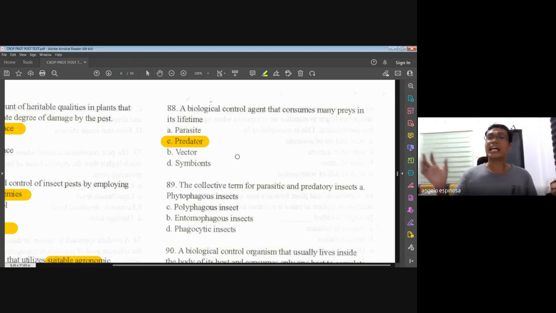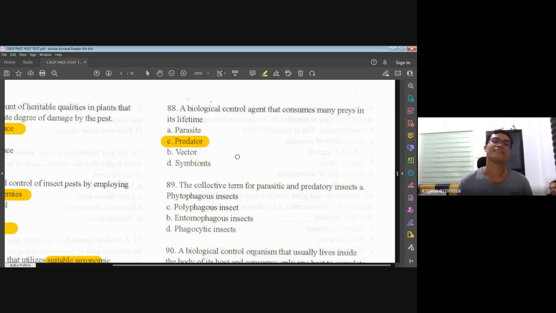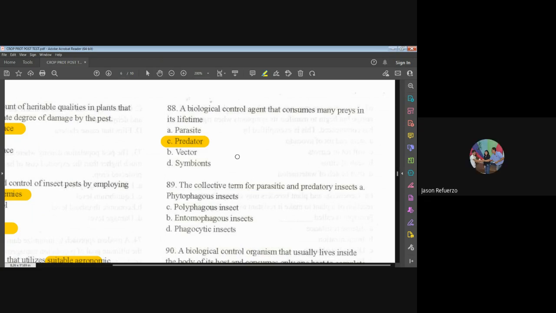Kasi nga, kinakain niya. Ako, kainin ko si Jason. Charot. Predator ako ni Jason. Yan. Sir, sobra na yan ah. Gustong-gusto mo din. Sobra na yan, sir. Aha.